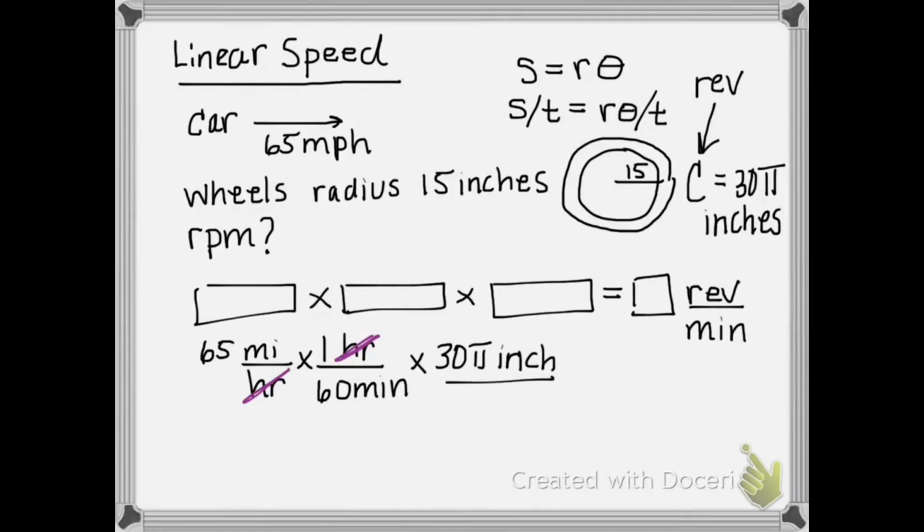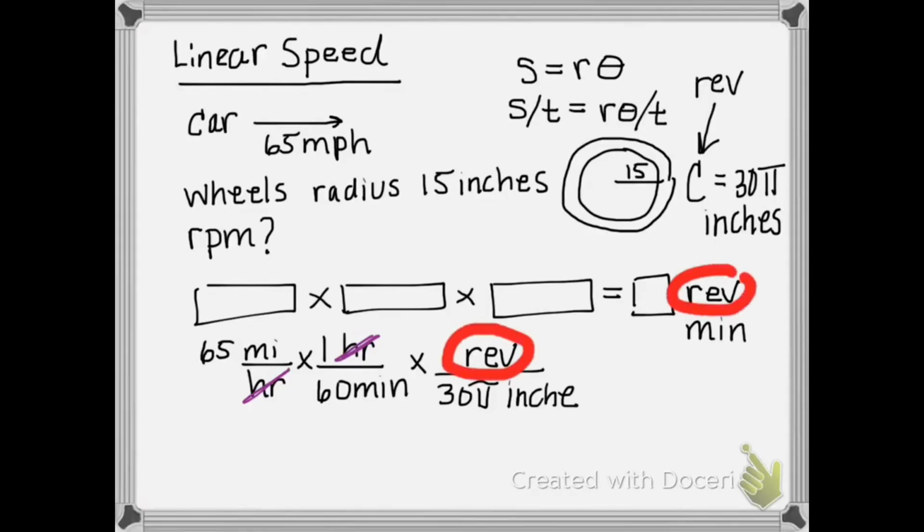I was going to go inches, 30 inches per revolution. But I don't want revolutions in the denominator. I want revolutions in the numerator. So I'll just do the reciprocal. So let's erase that. And I want to say that I know that I've got 1 revolution per 30 pi inches. All right, so now we're on to something. Because I've got my revolutions here.